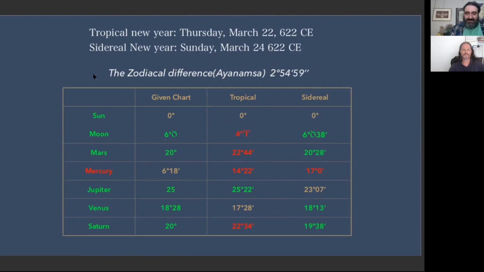Yeah. So simply, it's something like 2 degrees and 54 minutes. Ayanamsha. The difference was something like 2 degrees, let's say 3 degrees. So this is the reason. That's the reason. Actually, most of the Persian astrologers simply made a mistake. They couldn't notice that this is a sidereal chart.